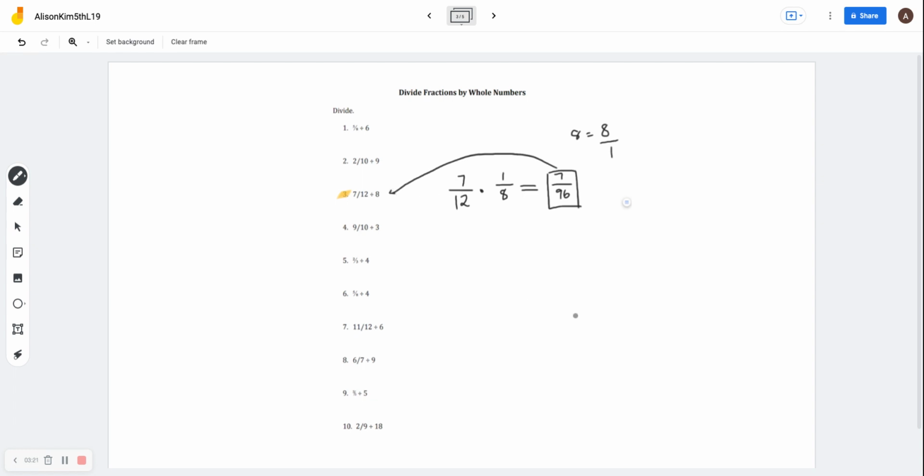One other trick is, after you're done setting up your equation, make sure to look out for anything that can be simplified, cross-simplified, because that will make your life easier. That way, if you have big numbers, you won't have to multiply large numbers.